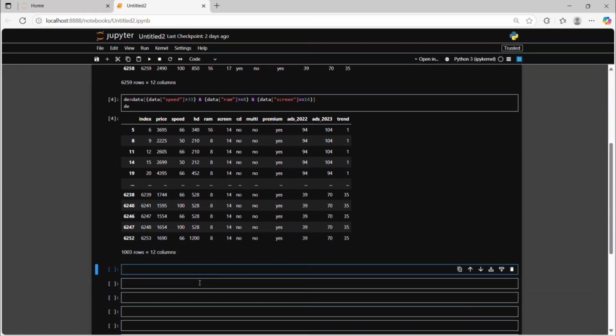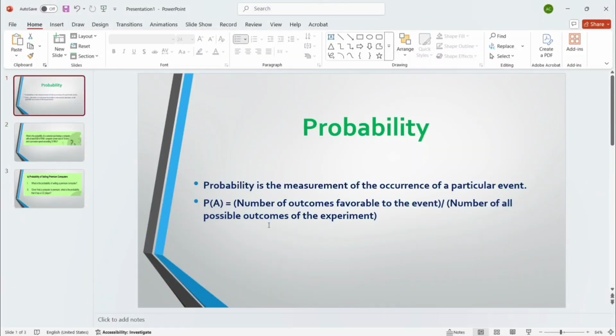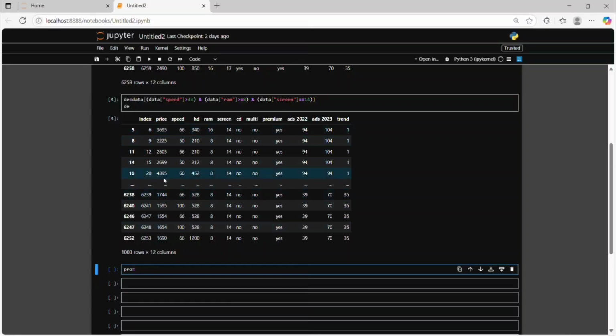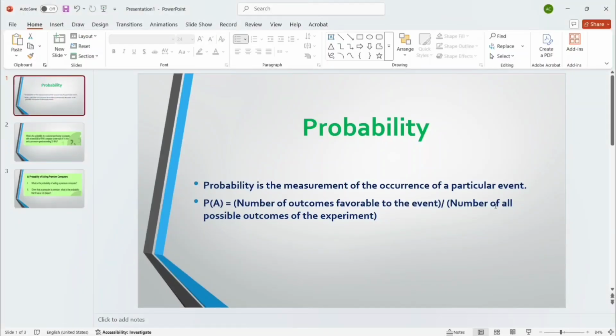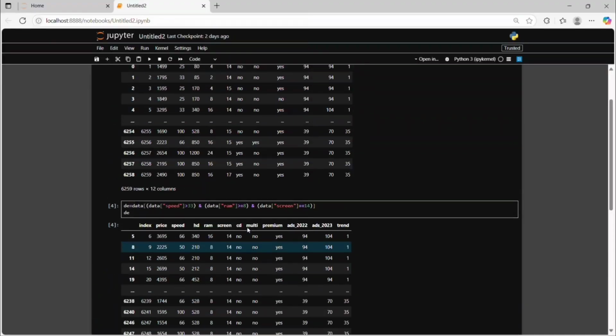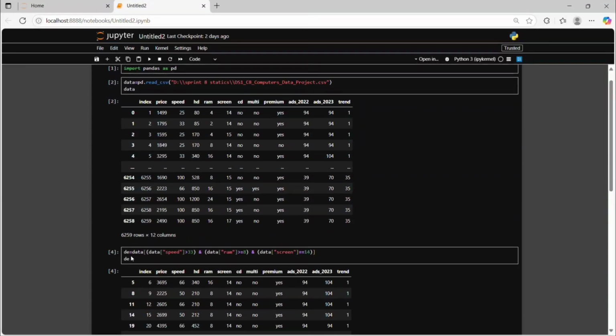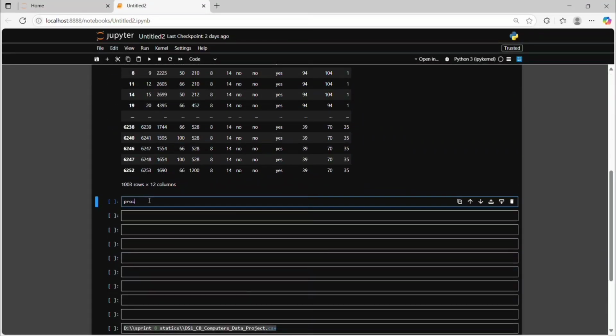So we need to find the probability here. Probability is basically, as you can see in the formula, first the number of favorable outcomes. So there is 1003, which is the number of favorable outcomes. And second, the number of all total possible outcomes. So in total how much data is available? 6259. On the basis of that we find the probability.